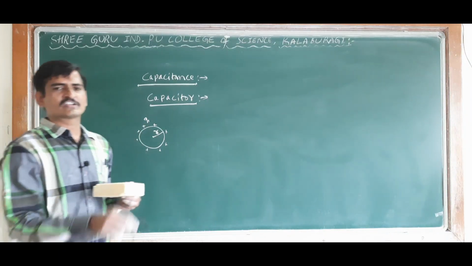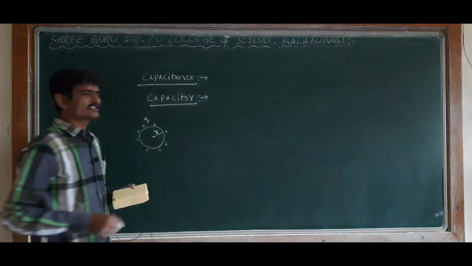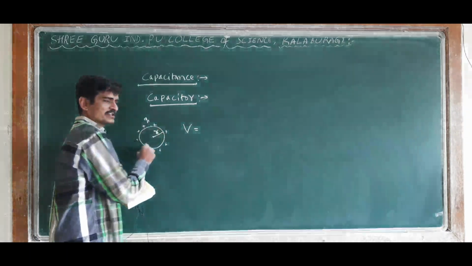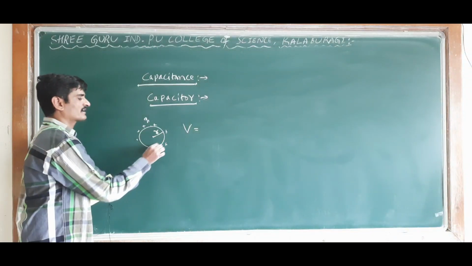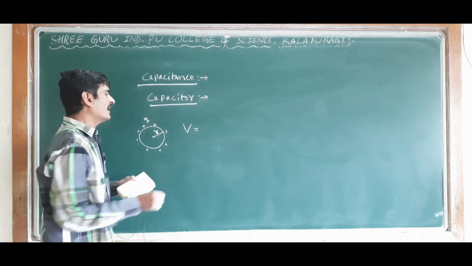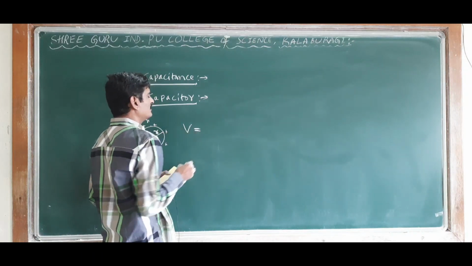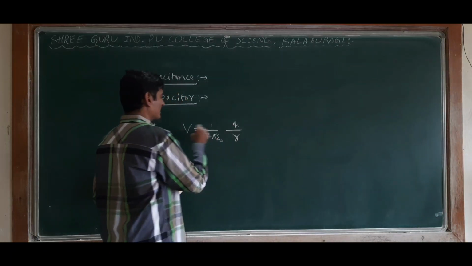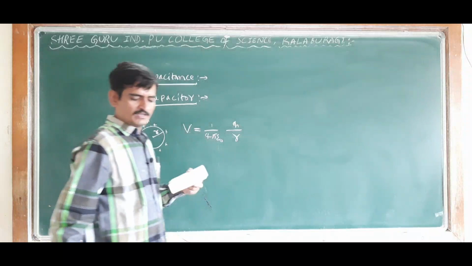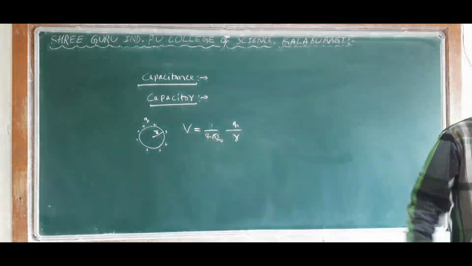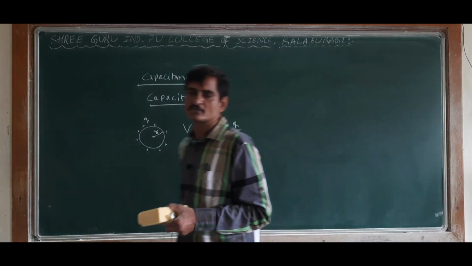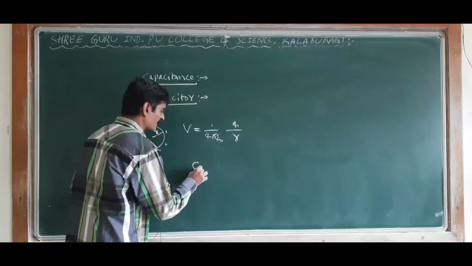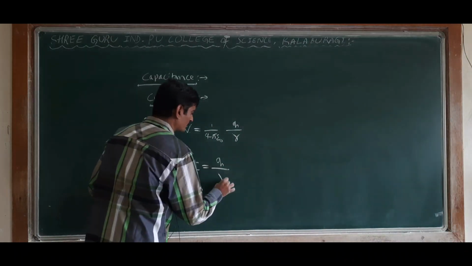A uniformly charged conductor. The electric potential on a conductor is constant everywhere, and the electric potential on the surface of the conductor is given by V is equal to 1 by 4 pi epsilon naught Q divided by R, and the capacitance of this conductor is given by C is equal to Q divided by V.